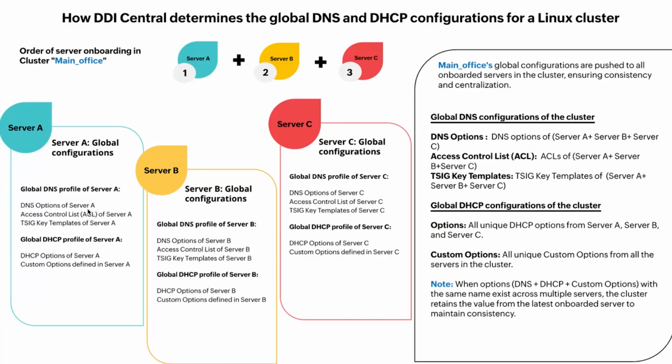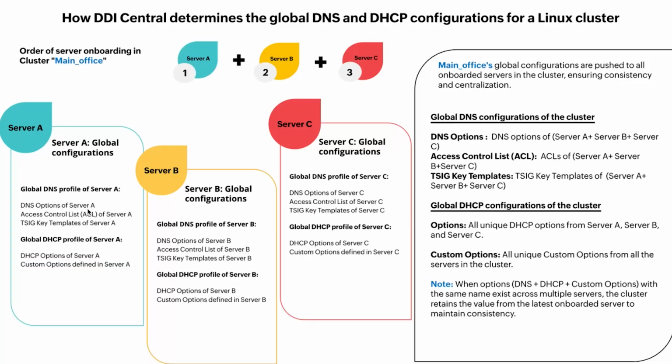So when we onboard the servers altogether, we onboard them in a certain order. Based on that, each server will have its incumbent global configurations. These global configurations are nothing but global standalone DNS and DHCP options. So when these servers are clubbed together in a cluster and sharing a unified visibility through DDI Central, we'll have to combine these configurations in such a way that when viewed through the DDI Central UI, you'll be able to see all the configurations together.